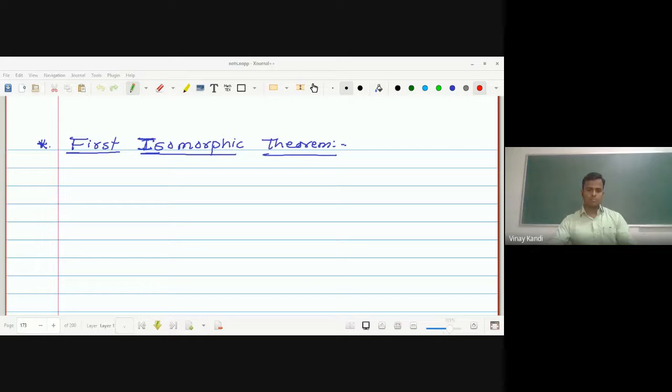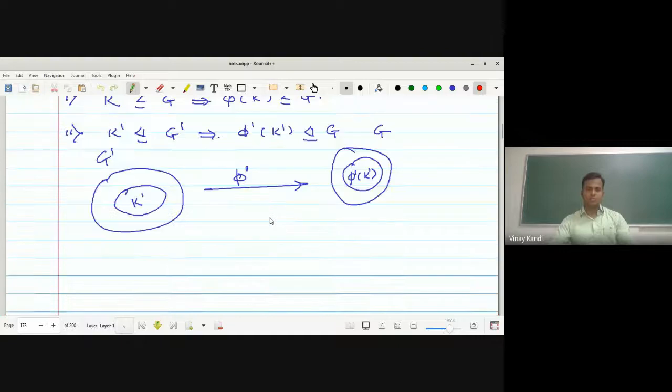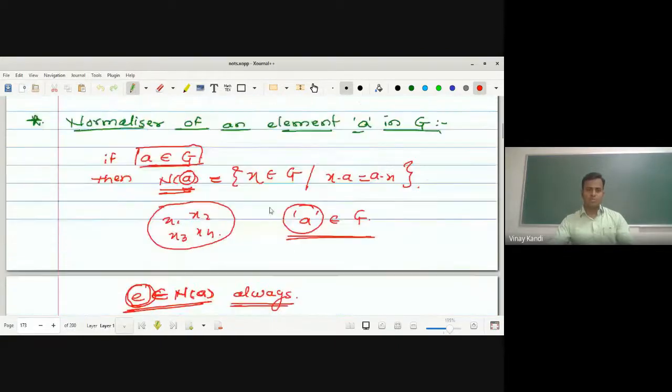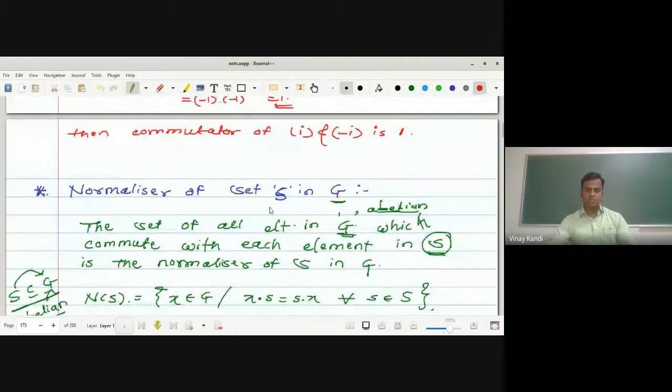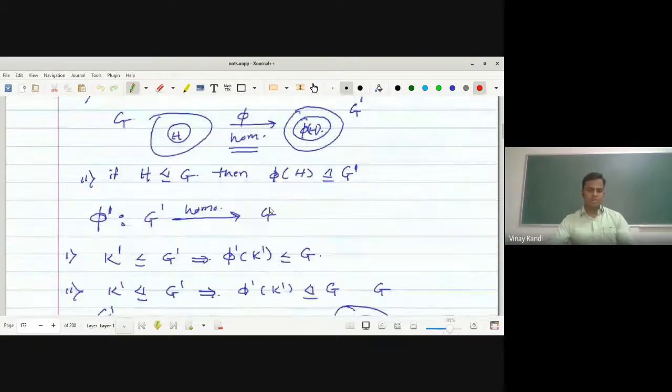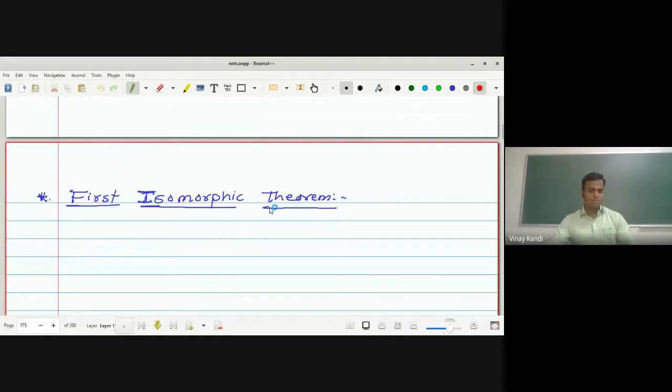In the last lecture, we saw what a cyclic group is, then homomorphism, isomorphism, normalizer of an element, and normalizer of a set. Today we will start the actual syllabus. The first theorem of our syllabus is the first isomorphism theorem for groups.